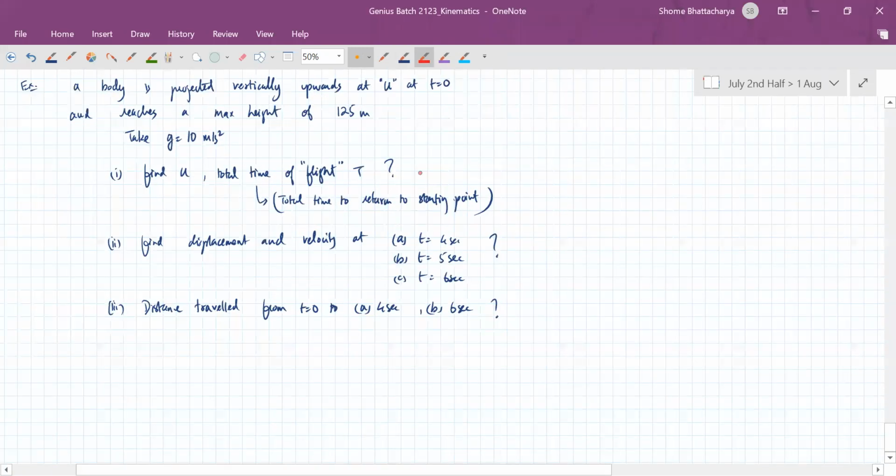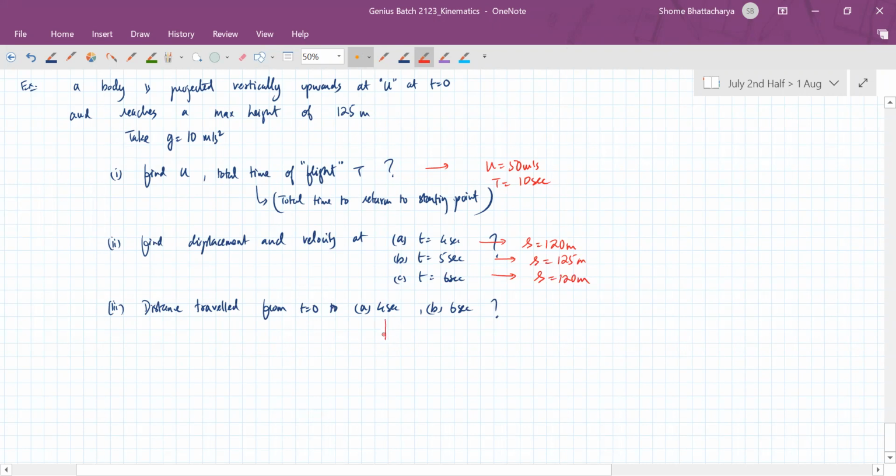Okay. So first of all, we'll be getting the initial velocity as 50 meters per second, and the total time will come out to be therefore 10 seconds. 5 seconds going up and 5 seconds coming down. And that will mean that after 4 seconds, my displacement will be 120 meters. Whereas at 5 seconds, it will reach the maximum height actually. So the displacement will be the maximum height, which is 125 meters. Interestingly, at 6 seconds, the displacement is back to 120 meters.